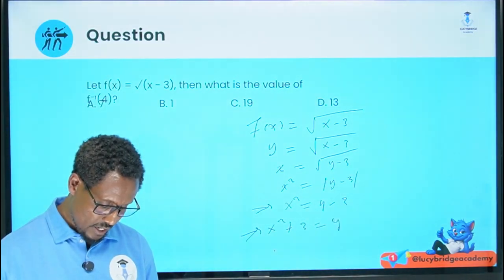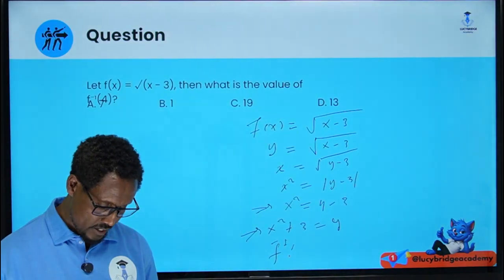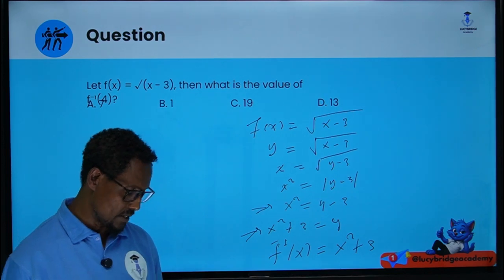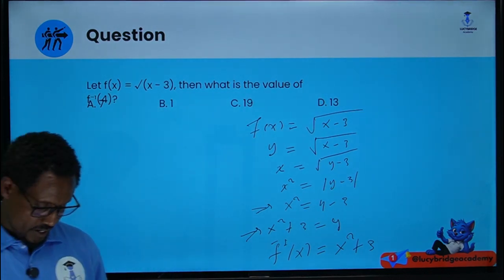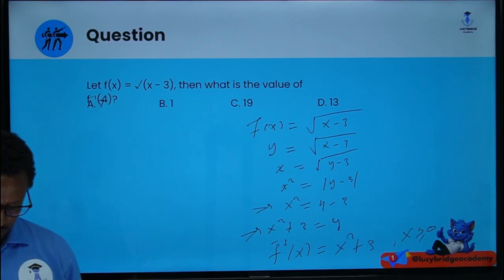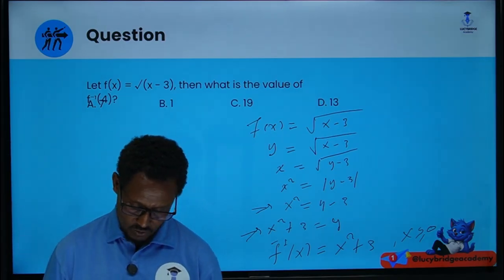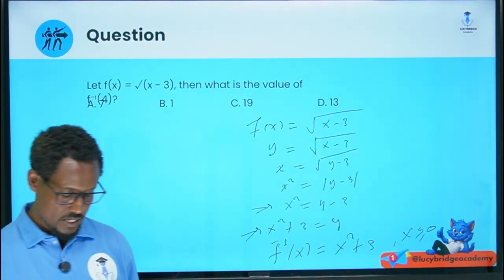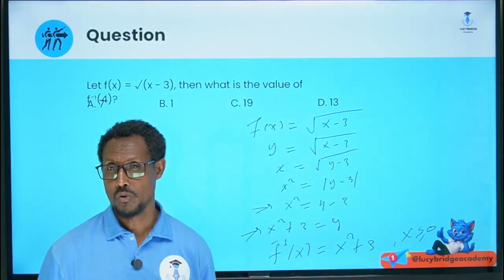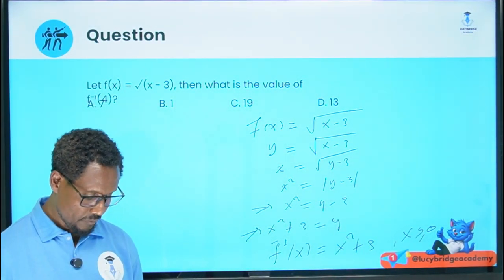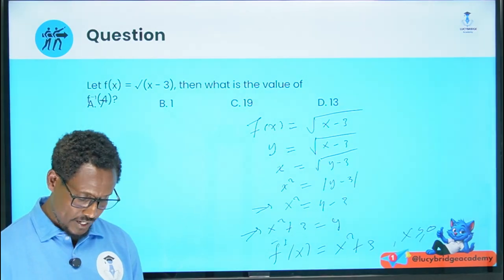That means f inverse of x is equal to x square plus 3. But in this case x should be greater than or equal to 0, because the square root is the positive part, so x should be greater than or equal to 0. Now we are asked to find f inverse.